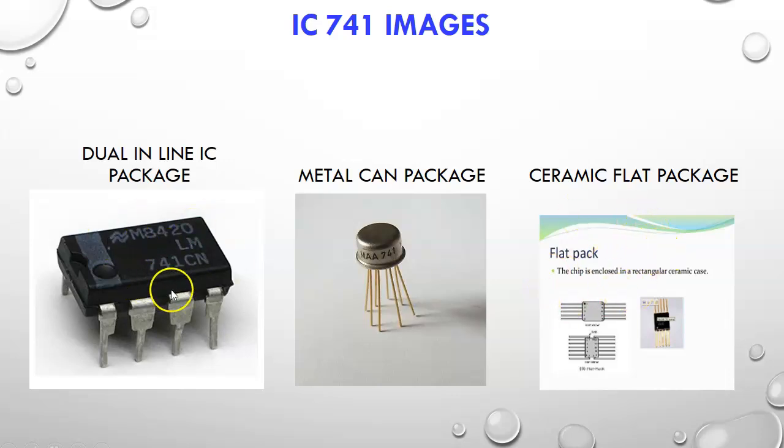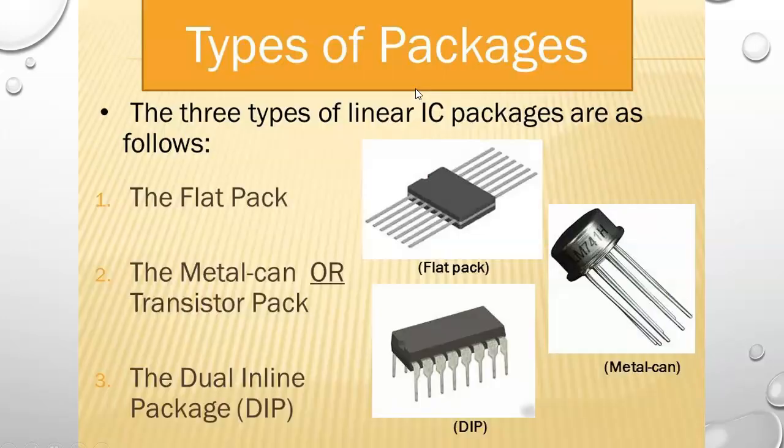In the dual inline package, pins are evenly distributed, 8 pins. In the metal can package, a metal piece is on top. Below that, 8 pin leads are available. In the flat package, the IC looks like a flat model. Here 4 pins and here 4 pins are placed. Totally 8 pins. So this IC has 8 pins.